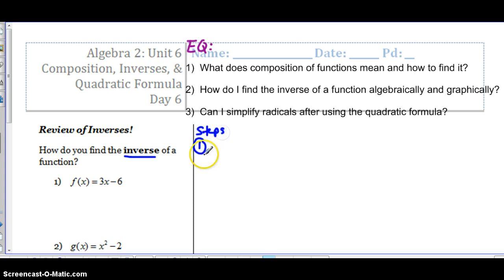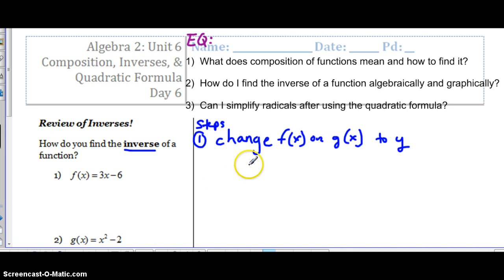So the first step I'm going to call is changing f of x to y, or it could be g of x or h of x. But just remember that f of x or g of x or h of x is y, so that would be our first step, changing f of x or g of x to y. Okay, so just to save time, I went ahead and wrote that down while we were gone, so I might be doing that off and on as we go.